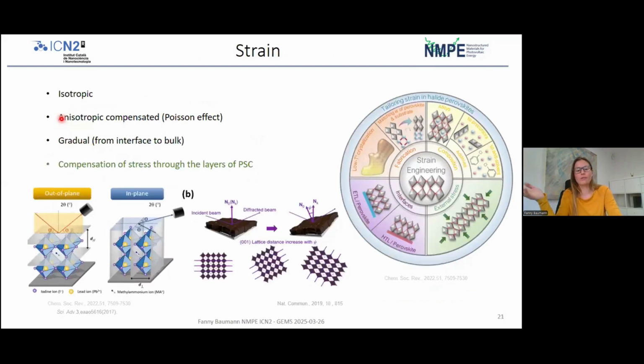Finally, strain can be isotropic, meaning that it expands in all directions at the same time, or it can be anisotropic. For example, if you have a glass that is cooling down after annealing, the glass has a larger thermal expansion coefficient, so it will contract more than the layer that's on top of it. And this usually leads to a compression in the in-plane distances, but an expansion in the out-of-plane distances, as you can maybe imagine from this drawing here.